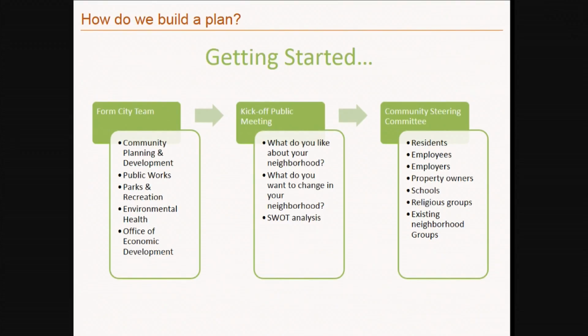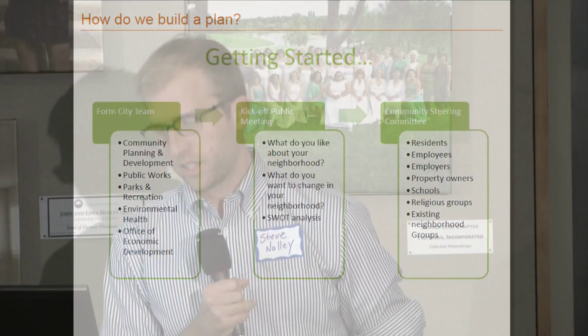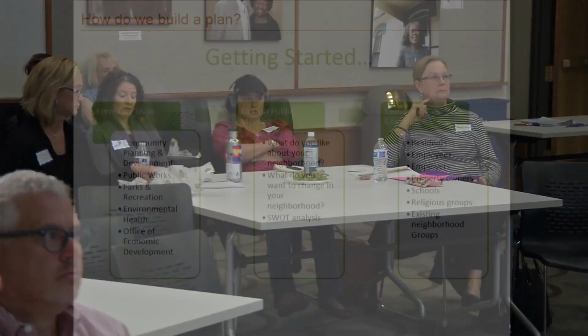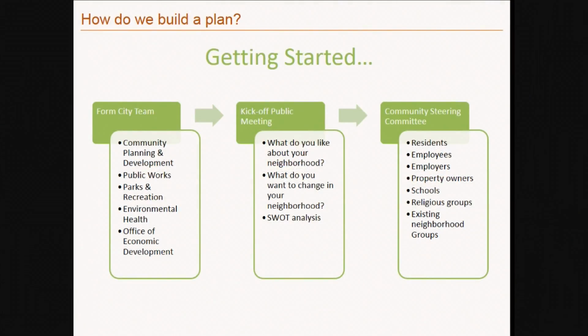So how do we build a plan? How do we get the things started? We have an internal city team. It makes up most of the major implementing departments in the city. We hold a kickoff public meeting. We ask questions like, what do you like about your neighborhood? What do you want to change? We do a typical SWOT analysis, the strengths, weaknesses, opportunities, threats. We establish a community steering committee, made up of a number of key leaders in the neighborhood. It's a commitment for that steering committee to attend regular meetings and report back to their neighbors about the process.